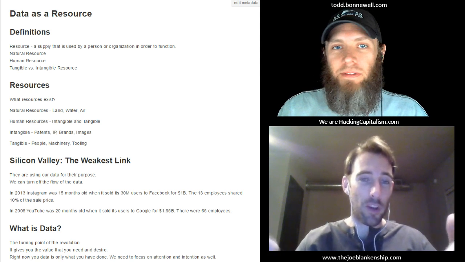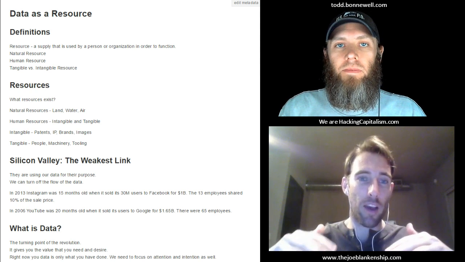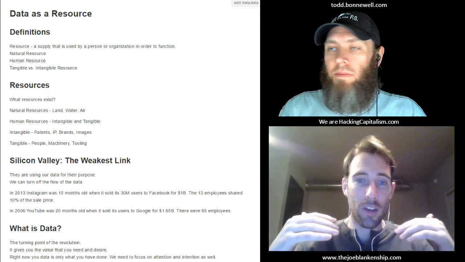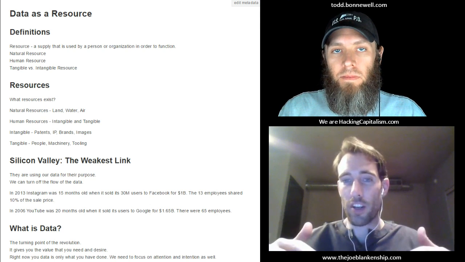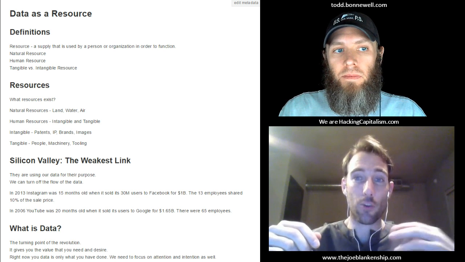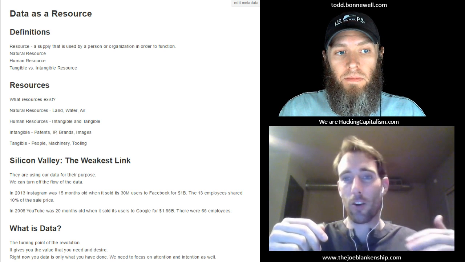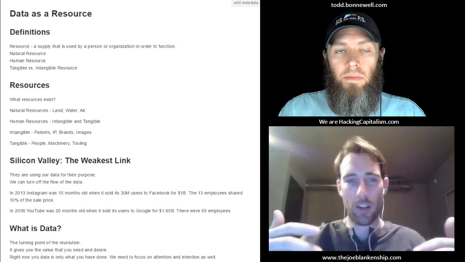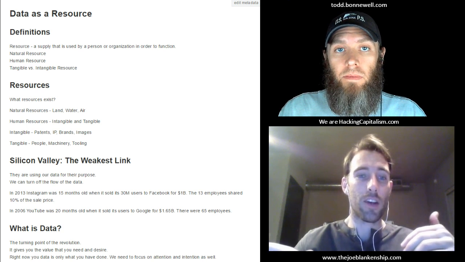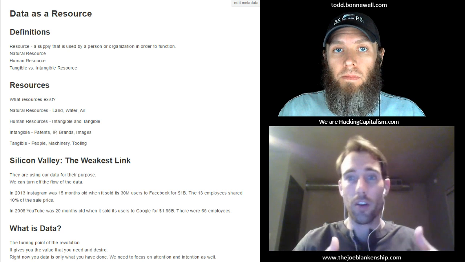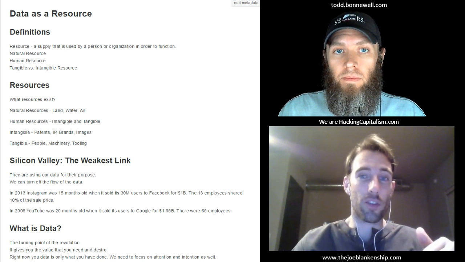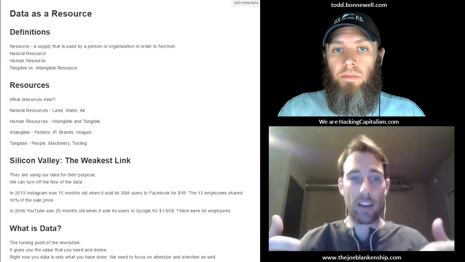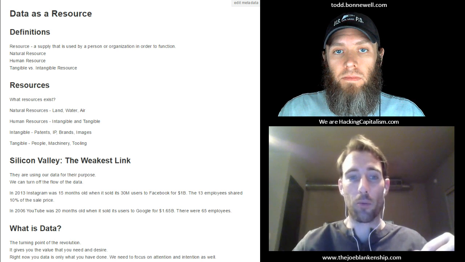Before we go any further, we have to talk about what we're actually looking at in terms of hacking capitalism, and we have to start at the foundation, which is resources. Resources in general are a supply that's used by a person or an organization in order to function. You're talking about natural resources, which are land, air, soil, minerals, things that we extract from nature. But we should also be cognizant that there are two different types of nature. There's natural as in the earth untouched by humans, and there's also natural in terms of our natures and what's in our natural settings or surroundings. So things that are natural to one group of people might not be natural to another.